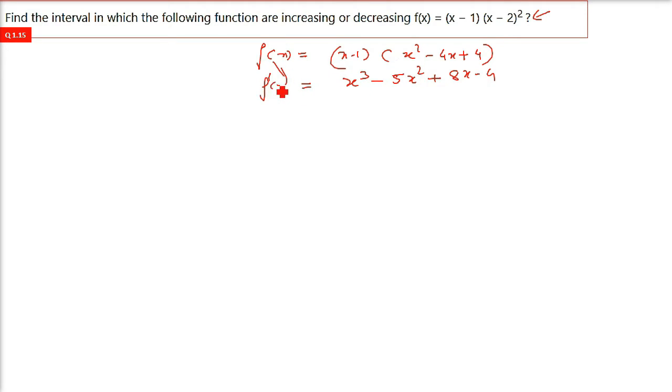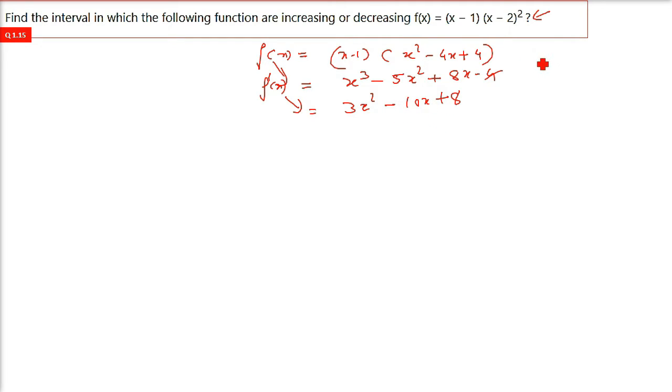So we will take the differentiation now. F dash x is the differentiation. So this will be 3x square minus 10x. So I am differentiating each term. I am differentiating. That is dy by dx. That is f dash x. So this will be 8, 4 will be 0.